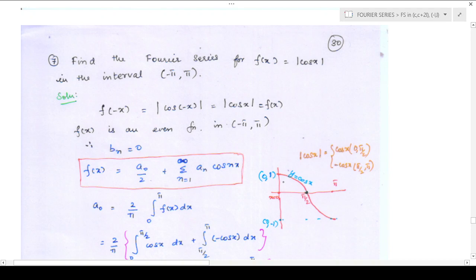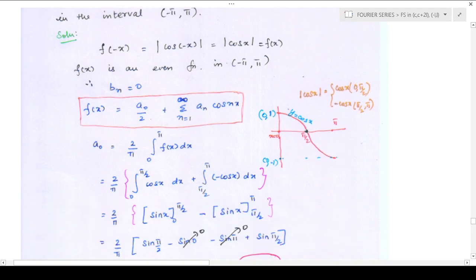But you all know, if you are plotting y equal to cos x, at x equal to 0 it is 1. At x equal to pi by 2 it is 0. At x equal to pi it is minus 1. Cos pi is minus 1, right? Likewise it goes on. So what will happen? From 0 to pi by 2 it is positive. Pi by 2 to pi it is negative. So mod cos x is defined as cos x in 0 to pi by 2, and minus cos x from pi by 2 to pi, children. So you are splitting 0 to pi as 0 to pi by 2 plus pi by 2 to pi. In 0 to pi by 2 it is cos x. In pi by 2 to pi it is minus cos x.